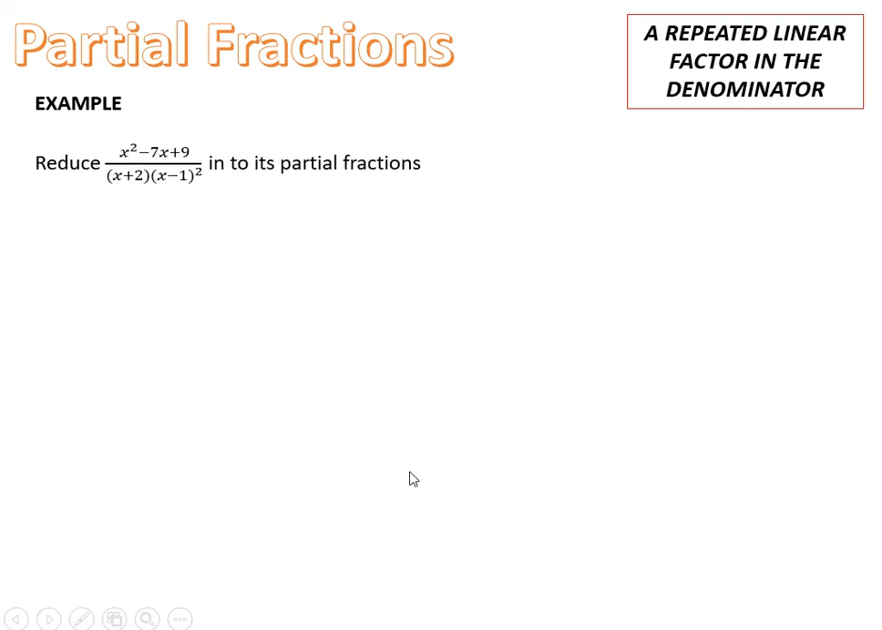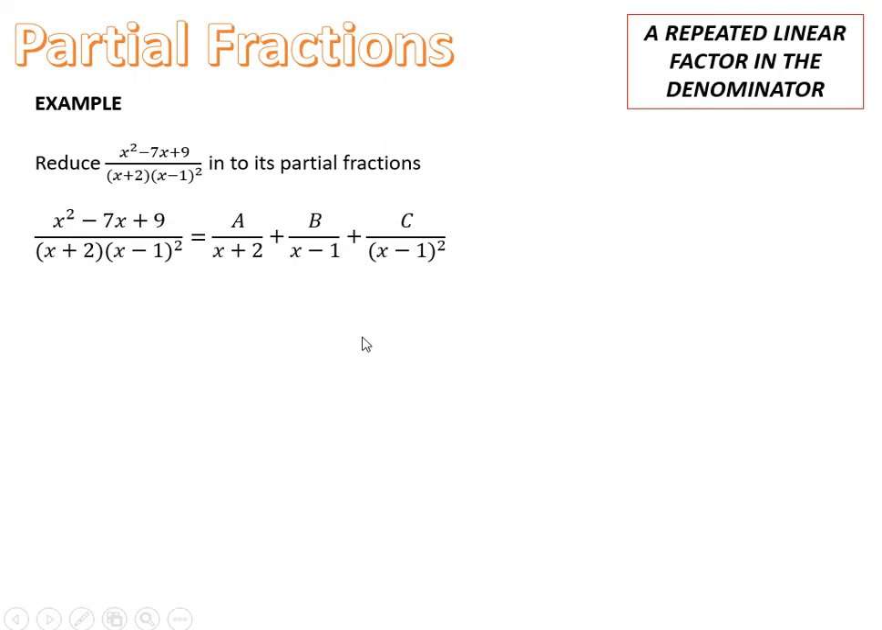I've got another one for you. This is basically where we have 3 factors on the bottom, 2 of which are repeated. So it's a combination of the 2 examples that we've done already. When we split it up, it's going to be a over x plus 2, b over x minus 1, and c over x minus 1 squared. Very similar, as I say, to the last one. We've just got this extra fraction to contend with.